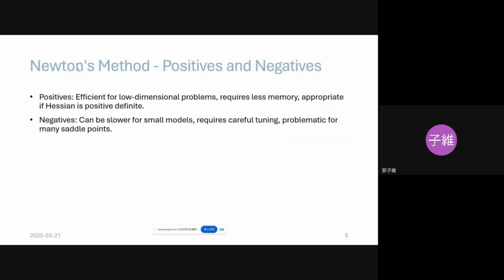Now, here are the goods and bads about Newton's method. The good is that it is efficient for low dimensional problems. It requires less memory and is appropriate if the Hessian is positive definite. But the negatives are also about the Hessian matrix, because you need to find the partial derivatives of the function, which requires careful tuning and is problematic for many saddle points. And it's computationally complex.